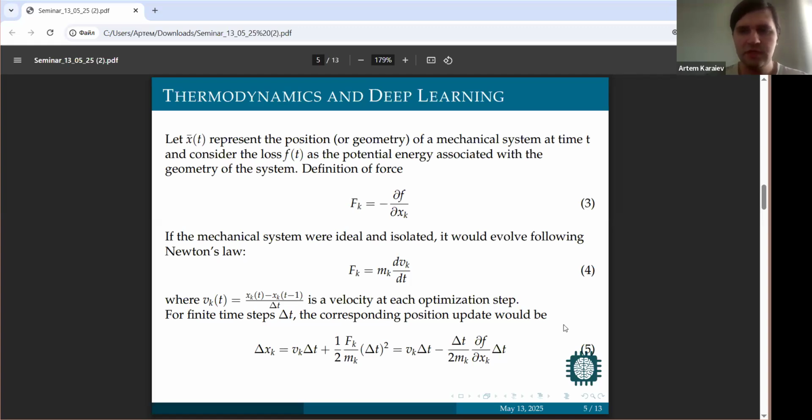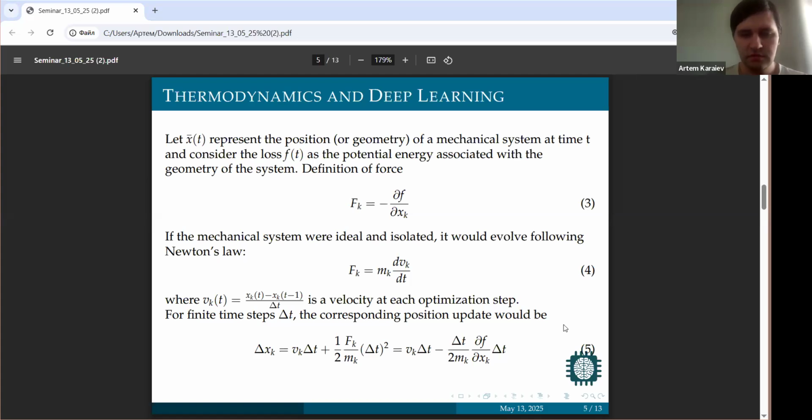And so they connect, in the fourth equation, this force with changes in the velocity vector. The velocity vector is defined as the finite difference between the states of the x vector at moments t and t minus 1, divided by delta t. I need to note that delta in this research is not a Laplacian operator, it's just the well-known difference between states.